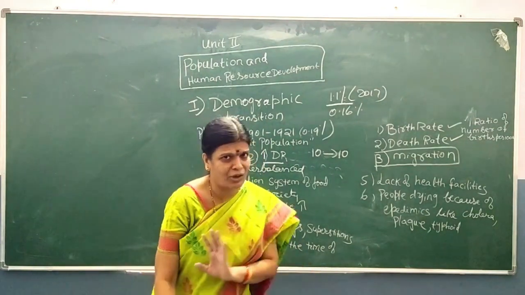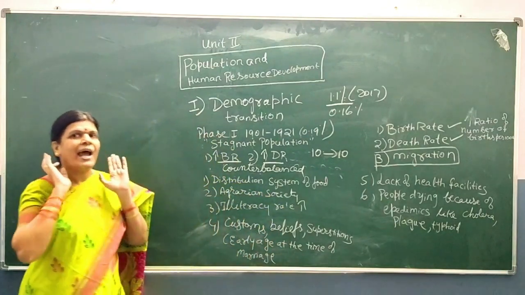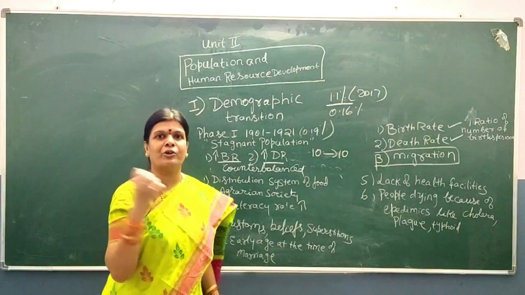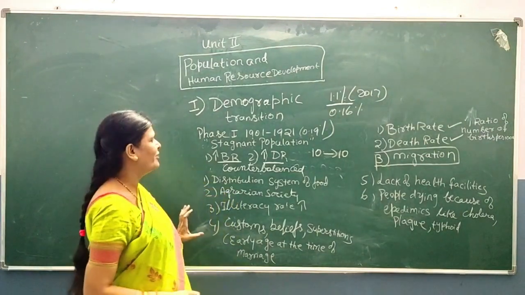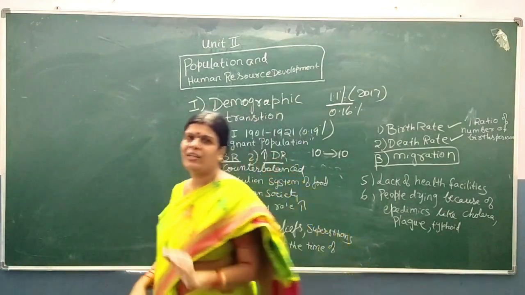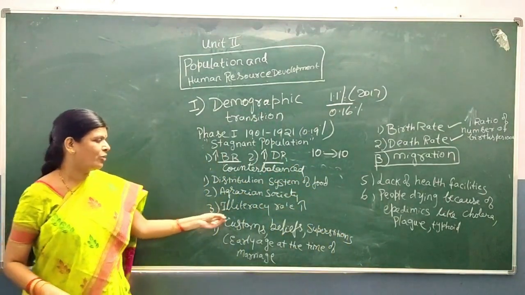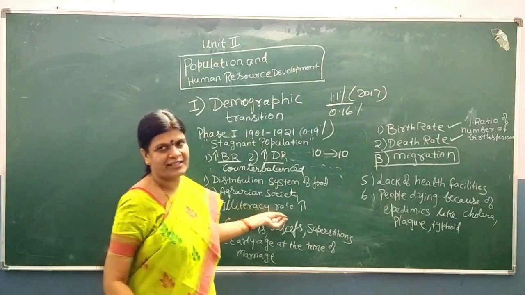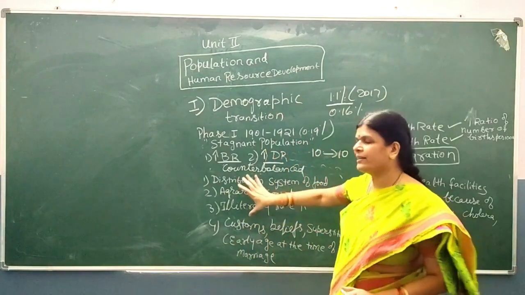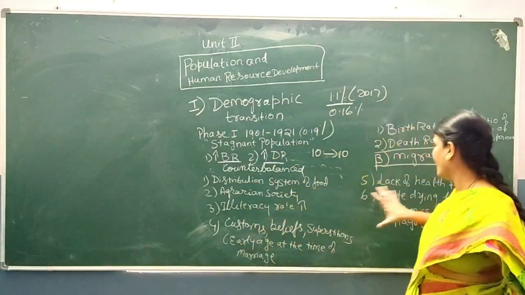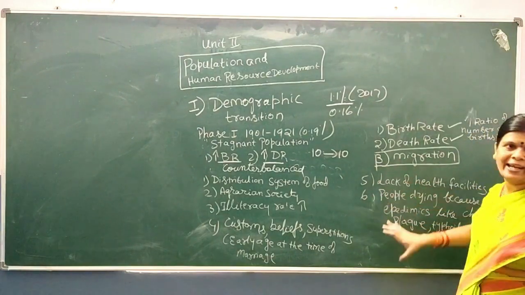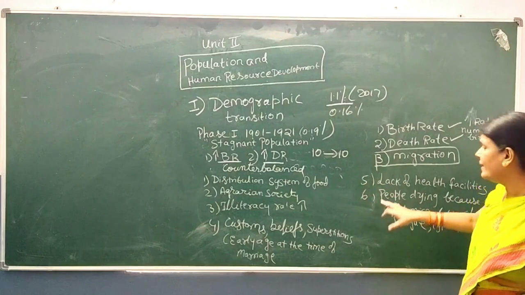Because of customs and traditions, they do not want to change their attitude towards work. All beliefs and customs dominated in India, so they never think of family planning. They never think of family planning because of the high illiteracy rate. Next, why are birth rates high in India? These are the causes of high death rates in India in the 1950s and 60s.